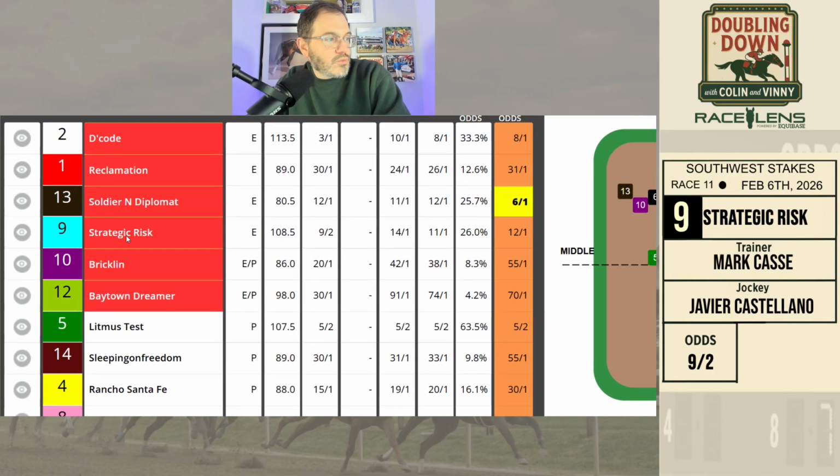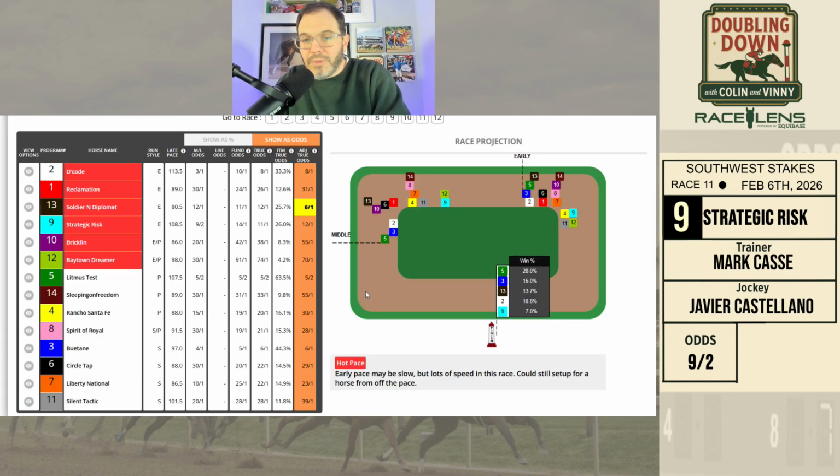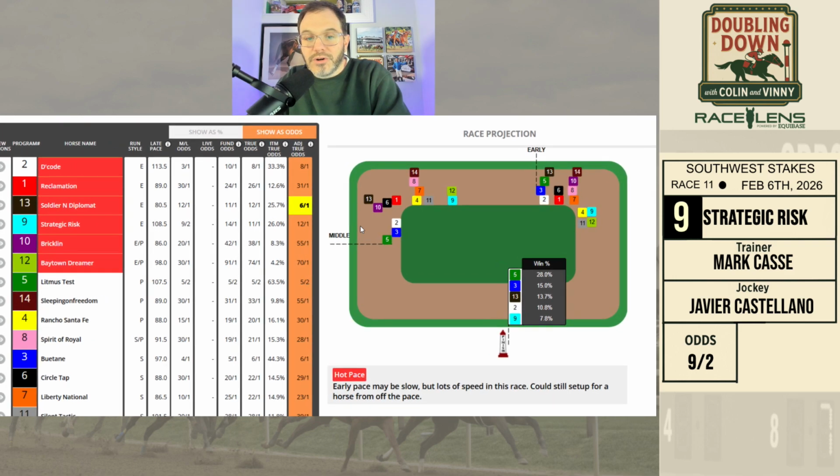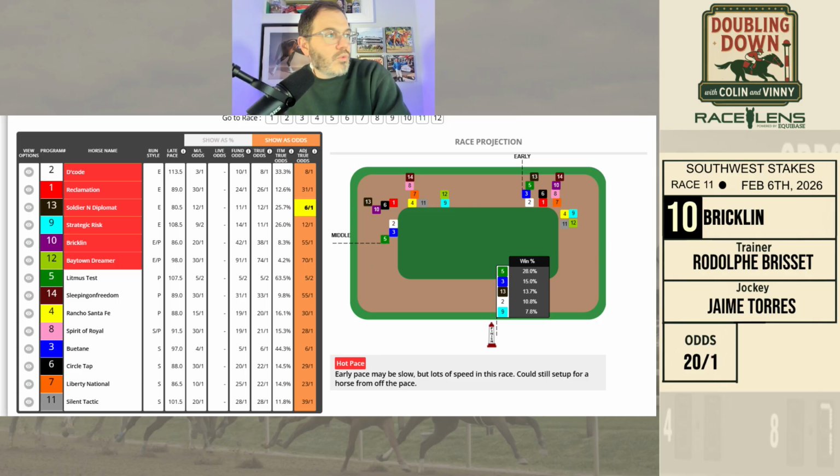The race projection will also give you a run style. It has 4 horses as an early speed, 2 early pressers. So my model and the RaceLens model are in line. So it gives me a little bit more confidence in what my model might be showing.